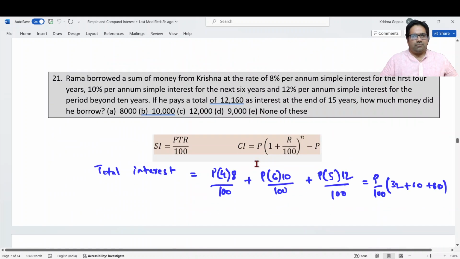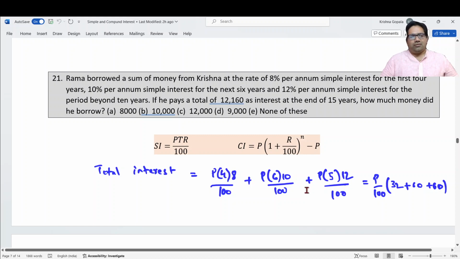Let's take another problem. Rama borrowed a sum of money from Krishna at the rate of 8% per annum simple interest for the first 4 years, 10% per annum simple interest for the next 6 years, and 12% per annum for the period beyond 10 years. If he pays a total of 12,160 at the end of 15 years, how much money did he borrow? Okay, this is very simple. PTR by 100. Principal is common. Principal will always remain the same. T and R are changing.